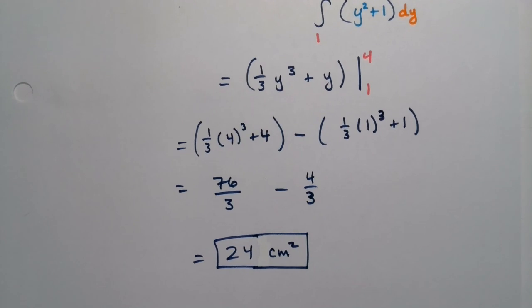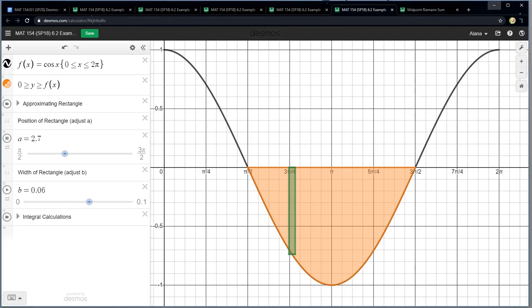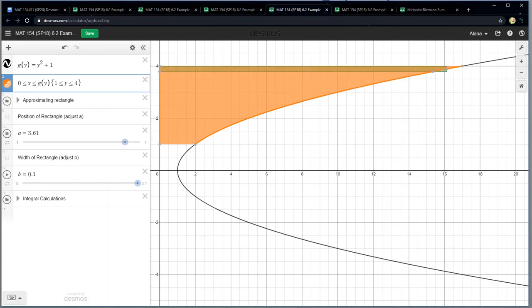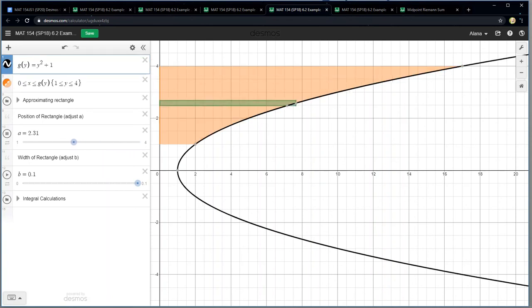And to look at the picture as well as to verify my math there, let me grab Desmos really quickly. Now Desmos is lovely because it'll let you graph in terms of y, something a calculator will not do. So I can just tell it, hey, g of y is y squared plus 1, and then I want you to shade it from 0 up until g of y between 1 and 4. And you can see the region that it's shading. And then the rectangle varies. So you can let the rectangle vary as you go.